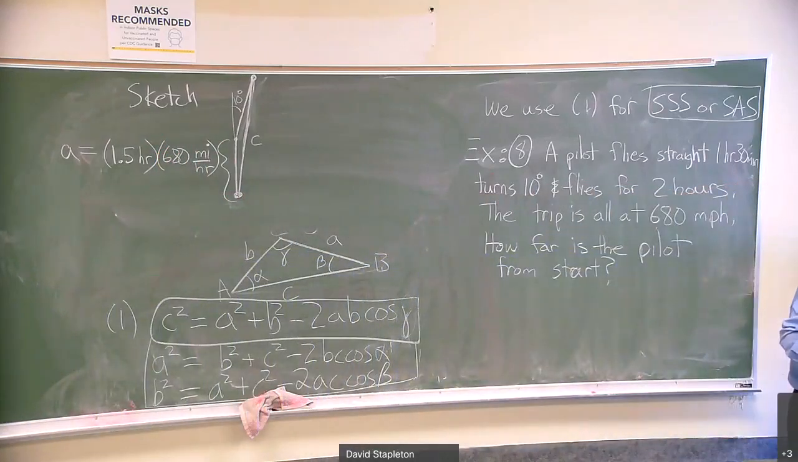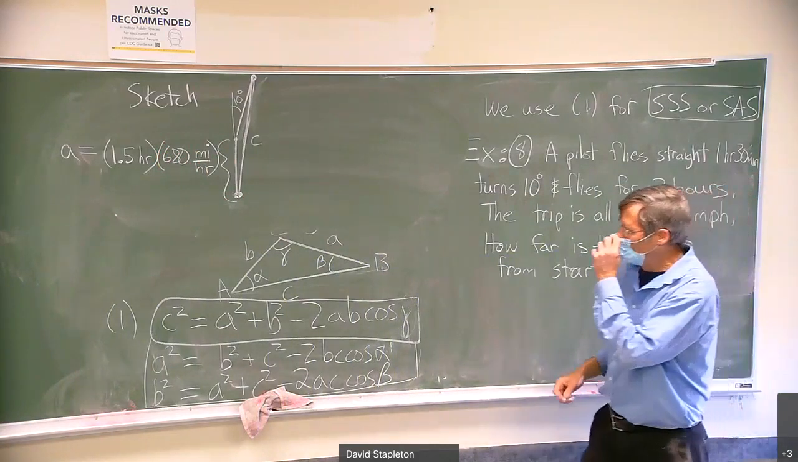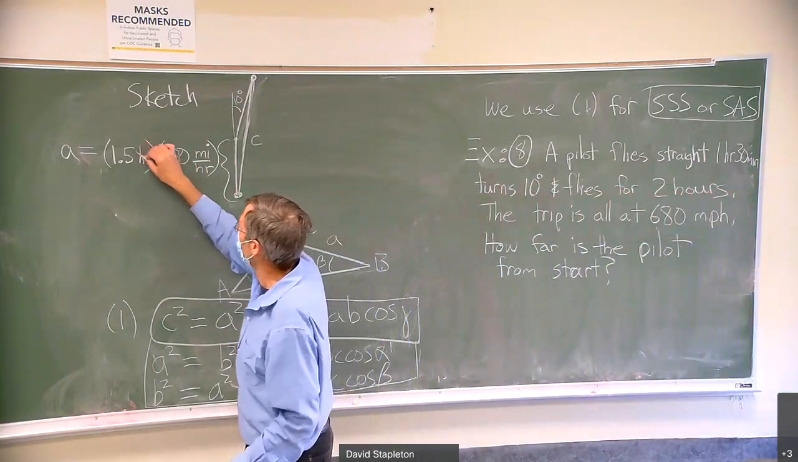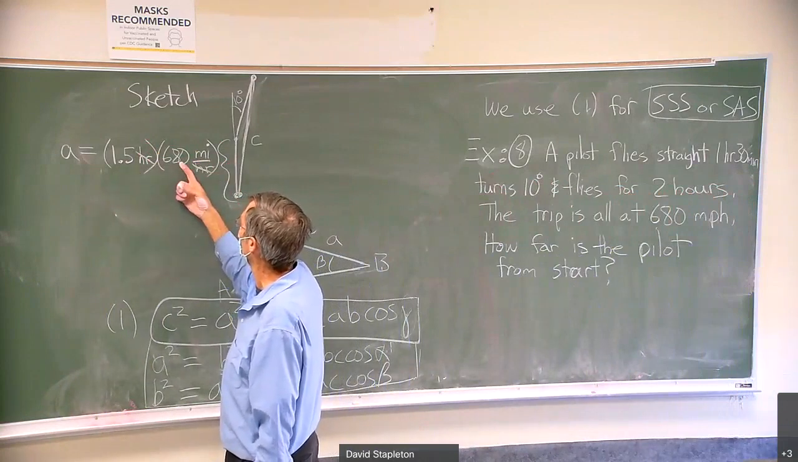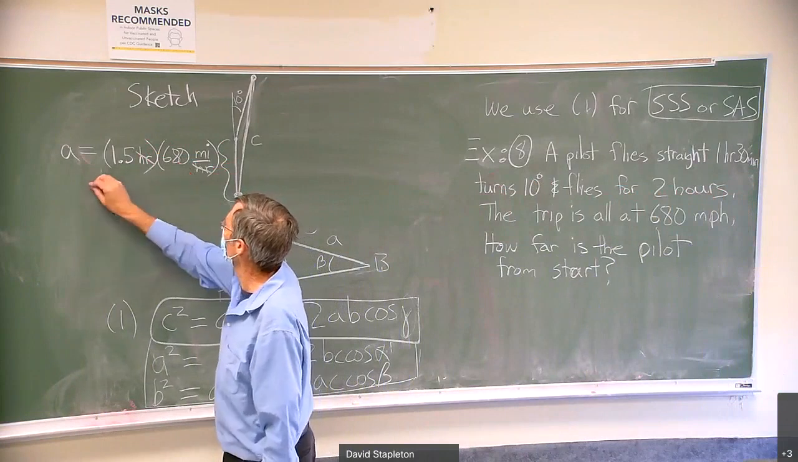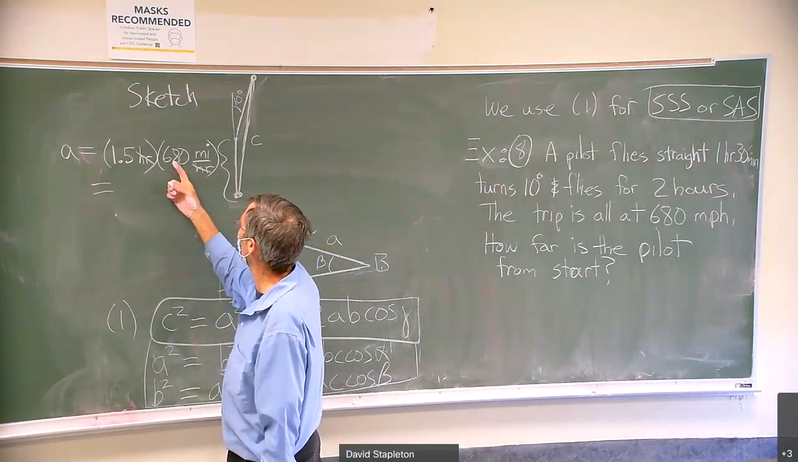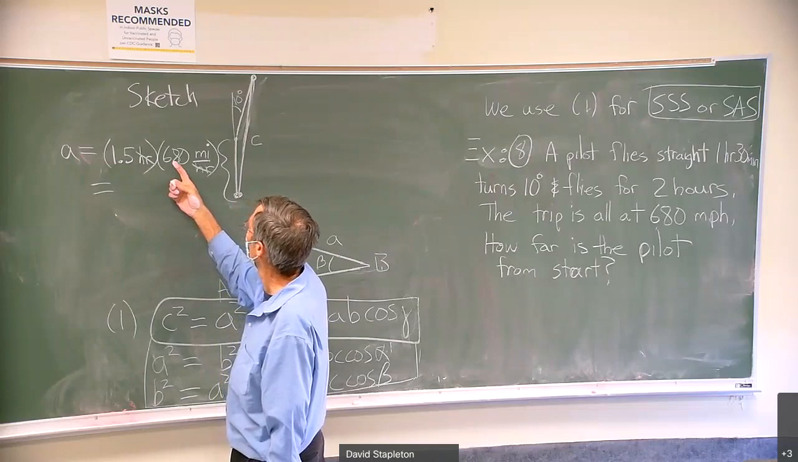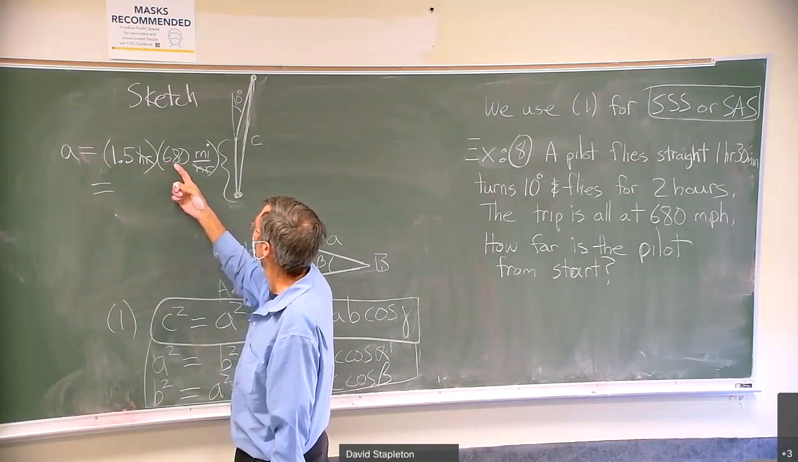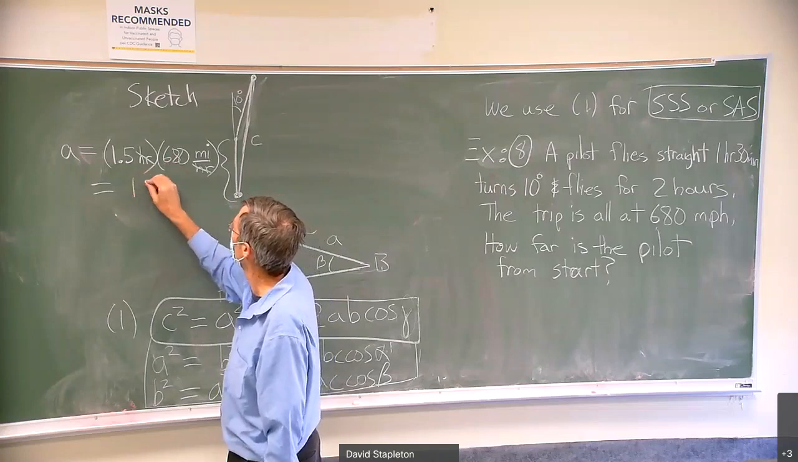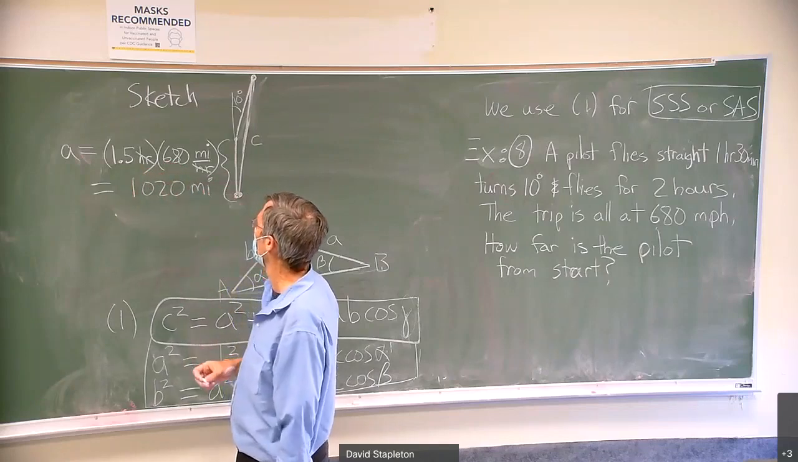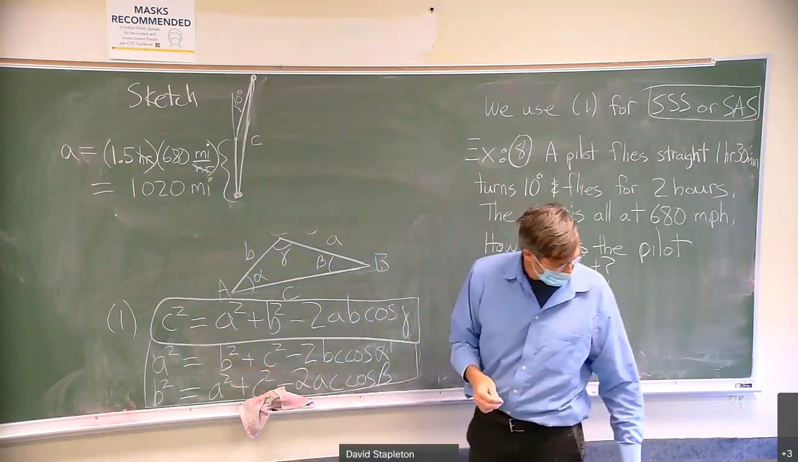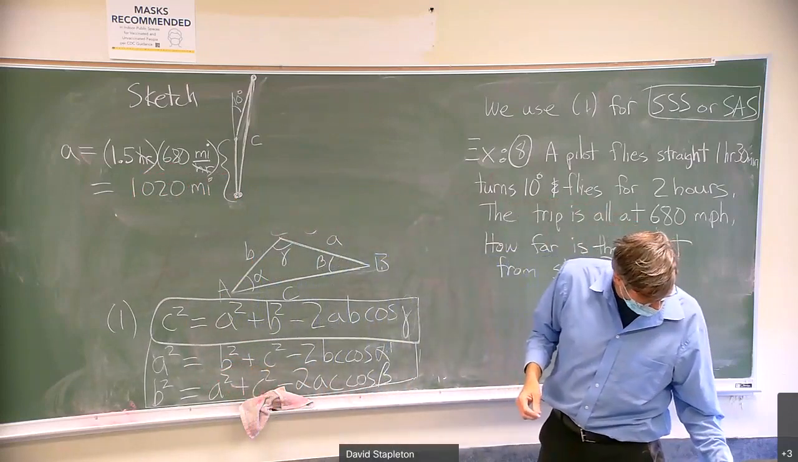All right. Because now we notice that the hours cancel, and we got 1.5 times 680 is 1,020, right? 1,040, all right? Okay. No, 1,020 miles. All right. So that's how far the pilot flies on the one leg.